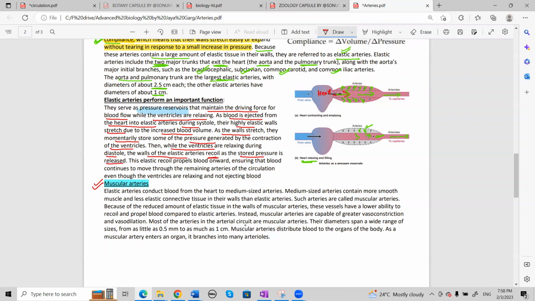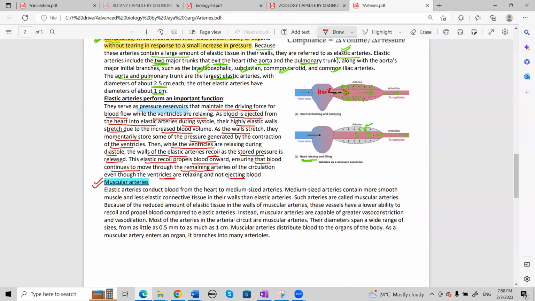And that is why, though the heart is relaxing, diastole is there, and in the ventricle the pressure has gone very low, still in the artery the pressure is not low. Elastic recoil will propel the blood onward, ensuring that the blood continues to move through the remaining arteries, even though the ventricle is relaxing and is not ejecting the blood.